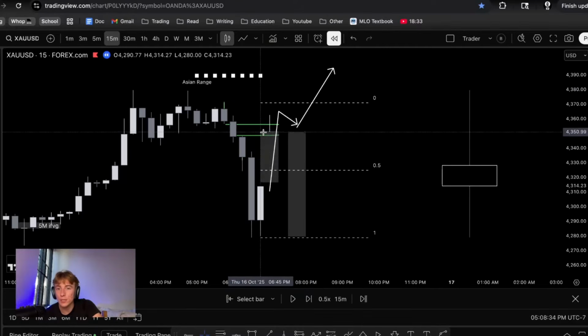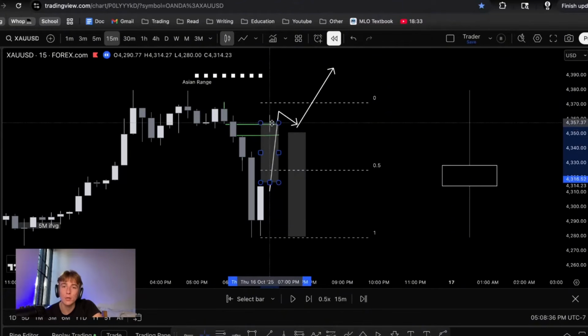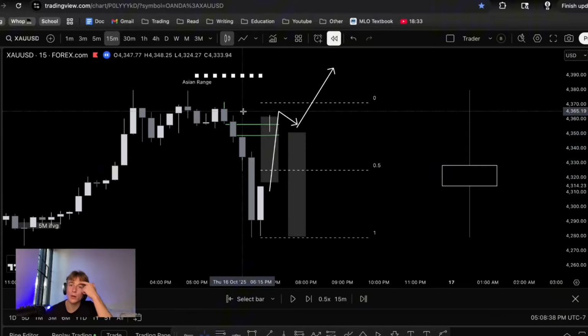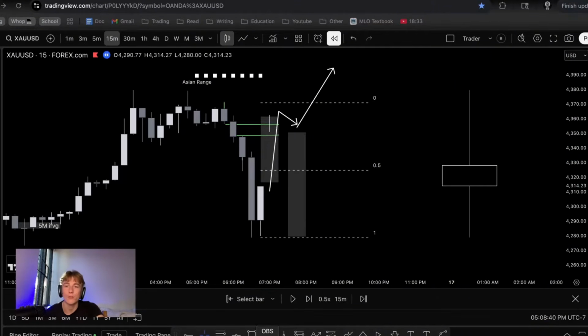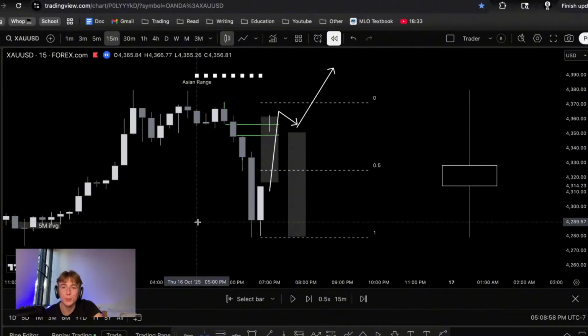So now imagine that the candle, instead of closing inside of it, pulled up above. A lot of new ICT traders see this and they're like, oh, fair value gaps literally don't work. I tried to take a trade, I put my stop loss above the fair value gap, and I got stopped out. Why did I get stopped out? Because fair value gaps are just a small piece of the bigger puzzle. And the bigger puzzle involves where the market is going in the long term. Especially on gold right now, we're extremely bullish.